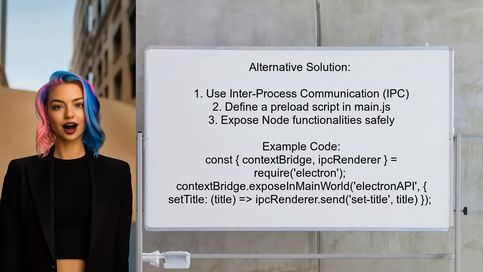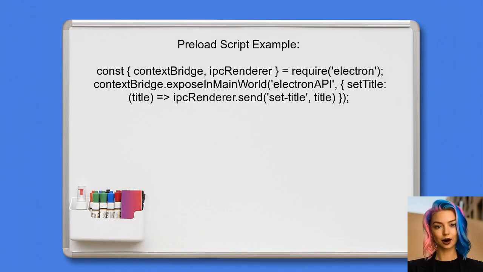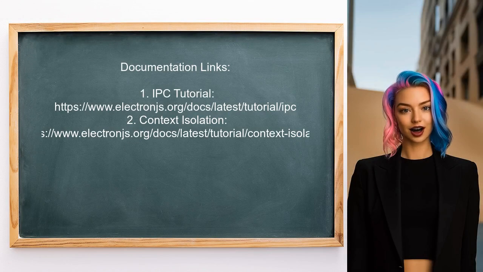An alternative solution provided by another user involves using Electron's interprocess communication, or IPC. They suggest defining a preload script in your main.js file, which allows you to expose Node functionalities to your HTML pages without enabling Node integration directly. In the preload script, you can create an object that exposes functions to the renderer process. For example, the setTitle function sends a title to the main process, which can then update the application title. The user emphasizes the importance of reading the Electron documentation on IPC and context isolation for more detailed examples and best practices.